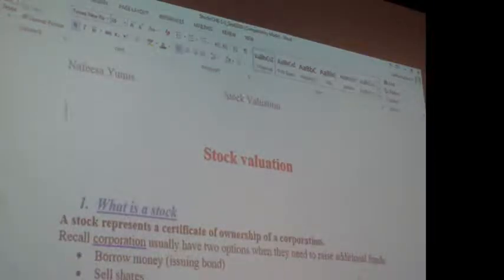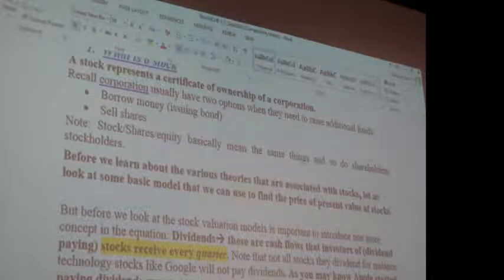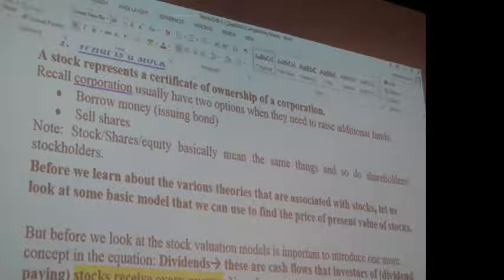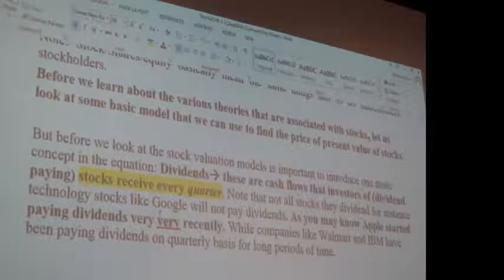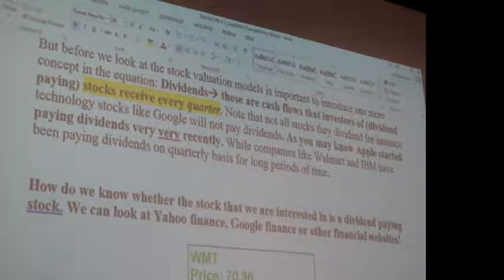Alright, so remember that stocks represent an ownership of a corporation, a certificate of ownership. Companies have a couple of options when they need to raise funds: borrow money, go to the bank, issue debt, or sell shares of stock. We have talked a little bit about dividends, and we want to talk more about dividends next time when we meet after the exam.